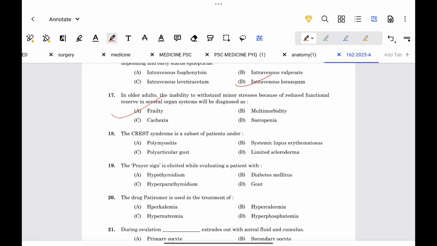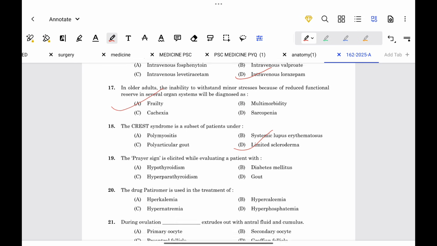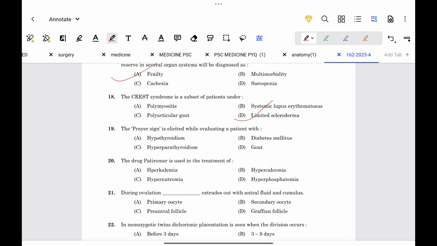Trust syndrome is a subset of patients under limited scleroderma. Prayer sign is elicited while evaluating a patient with diabetes mellitus. Drug patiromer is used in the treatment of hyperkalemia.